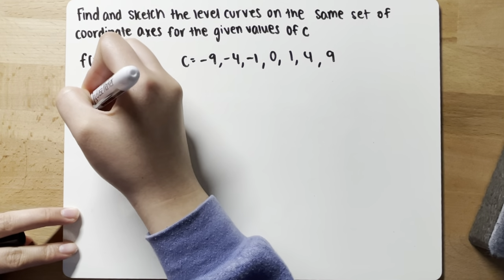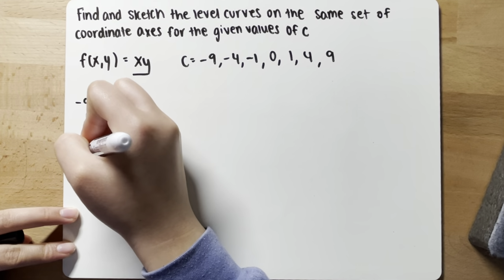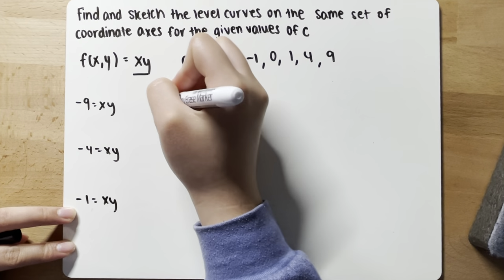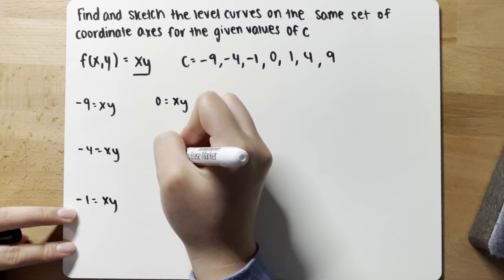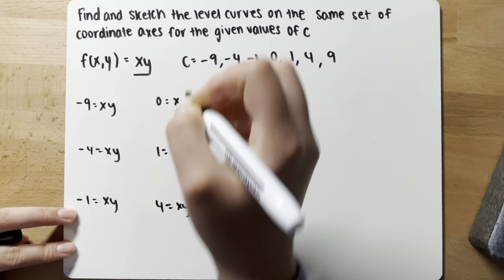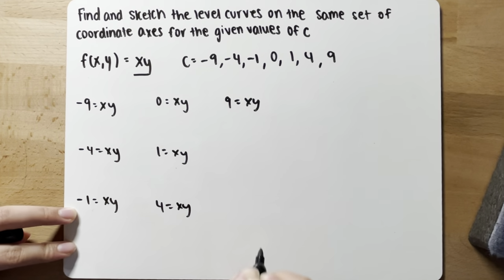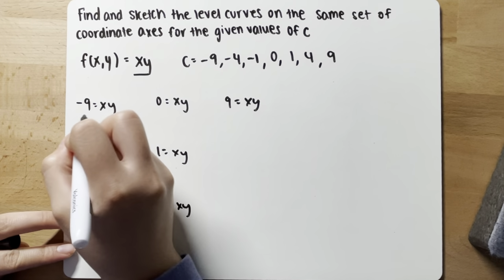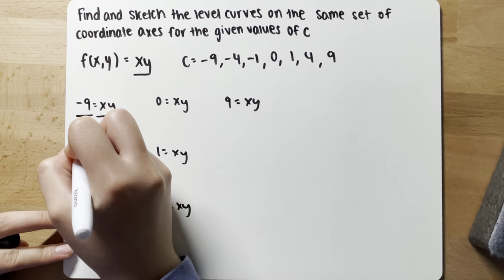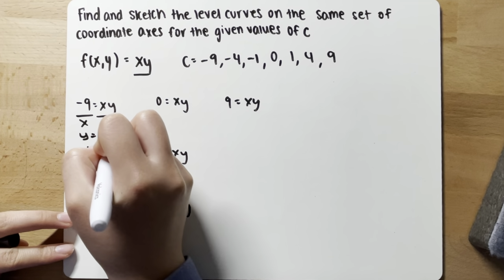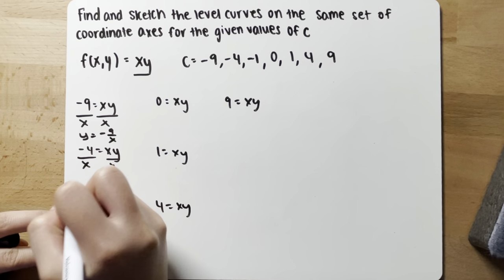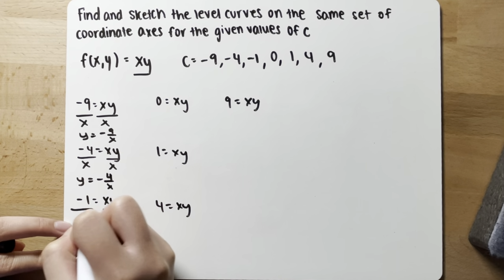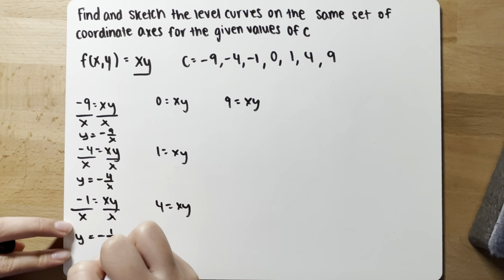So you have -9 equals xy, -4 equals xy, -1 equals xy, 0 equals xy, 1 equals xy, 4 equals xy, and 9 equals xy. And then you're going to solve for y for every one of them. So you divide x on both sides, you have y equals -9 over x. Divide x on both sides, you have y equals -4 over x. Divide x on both sides, you have y equals -1 over x.